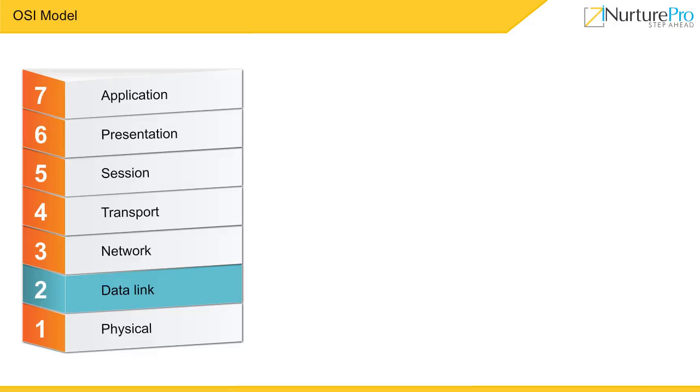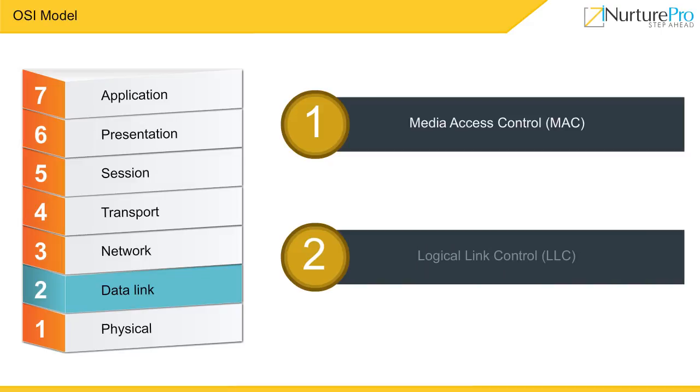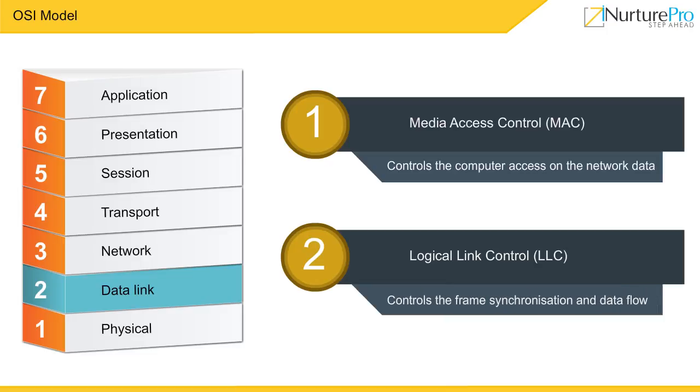The data link layer is divided into 2 sublayers, the media access control (MAC) layer and the logical link control (LLC) layer. The MAC sublayer controls how a computer on the network gains access to data and permission to transmit it. The LLC layer controls frame synchronization, flow control and error checking.